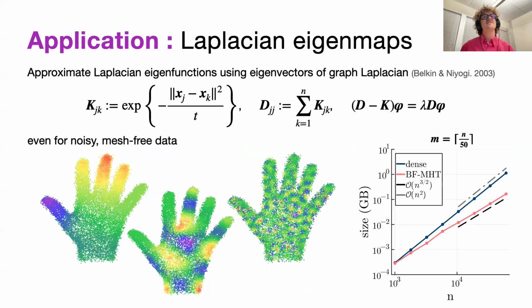Okay, so another application that I think people would be interested in is that you can actually use the exact same framework when you don't even have a mesh and you just have noisy mesh-free data, by using this framework called Laplacian eigenmaps, which has been popularized in the past 20 years or so, where we approximate the Laplacian eigenfunctions for data that lie close to some lower dimensional manifold by using the eigenvectors of the graph Laplacian for some suitable weighting, right? So you take a weighted graph Laplacian using something like the heat kernel here, and that allows you to compute approximate Laplacian eigenfunctions on a noisy, mesh-free geometry.